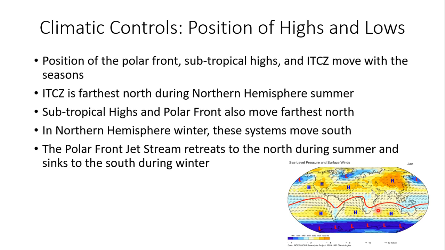Now, the subtropical highs, as well as the polar front, are also going to move. They'll move farthest north in the summer season in the northern hemisphere. In the wintertime in the northern hemisphere, the subtropical highs and the polar front move further south. The polar front jet stream is a major player in how it moves these particular high and low pressure systems in the mid-latitudes. That polar front jet will retreat to the north closer to the U.S.-Canadian border during the summertime, and then it will sink much further south in latitude during the wintertime.